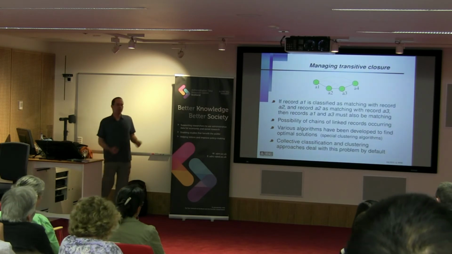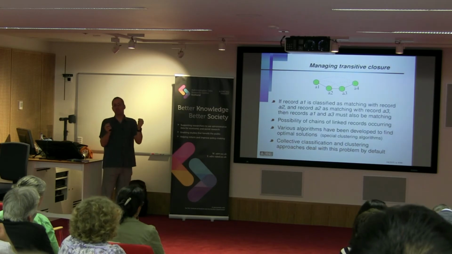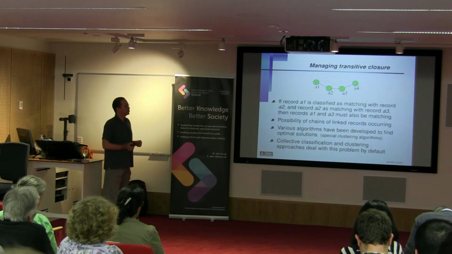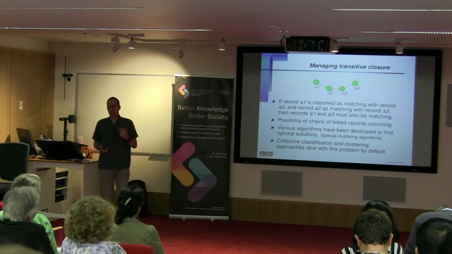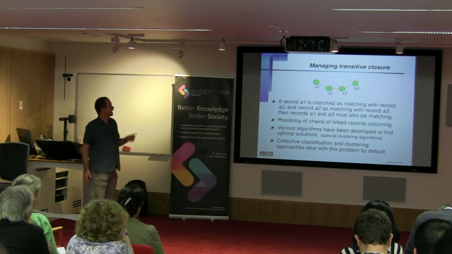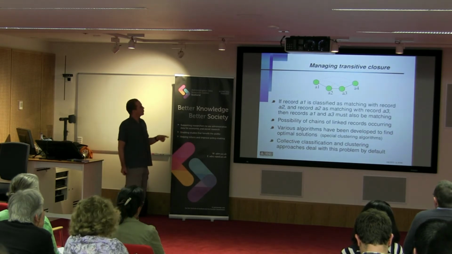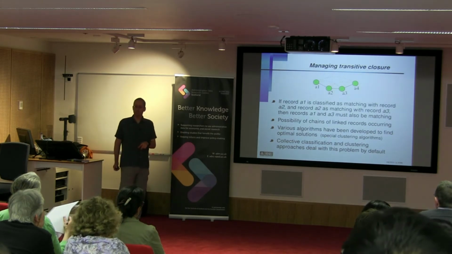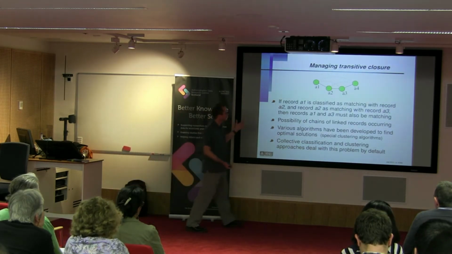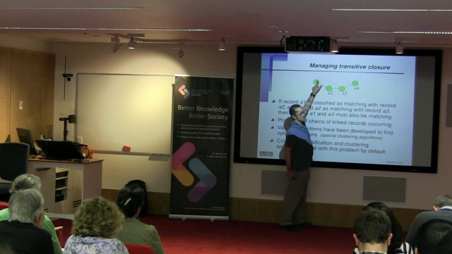One problem if we do a simple pairwise linkage, so if we decide for every record pair individually that they are match or non-match, is that we might end up with inconsistencies. It's called a transitive closure. So for example here, if I decide that record A1 is the same person as record A2, and record A2 is the same person as record A3, then by definition record A1 and A3 have to be the same person as well. It's a transitive closure. If these two are linked and these two are linked, then these also have to be a link.